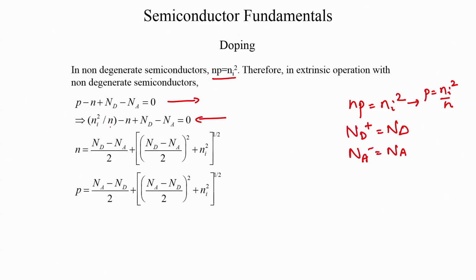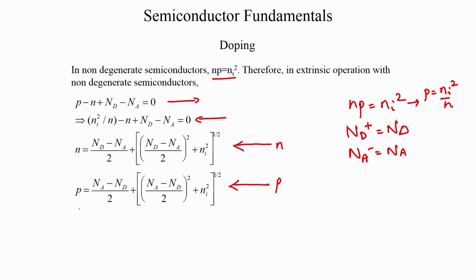So, now we can establish a quadratic equation in n. We can solve this quadratic equation and you will end up with the exact electron concentration per unit volume being equal to this term and the exact hole concentration per unit volume being equal to this term. So, you just solve this quadratic equation and you will end up with these two terms.